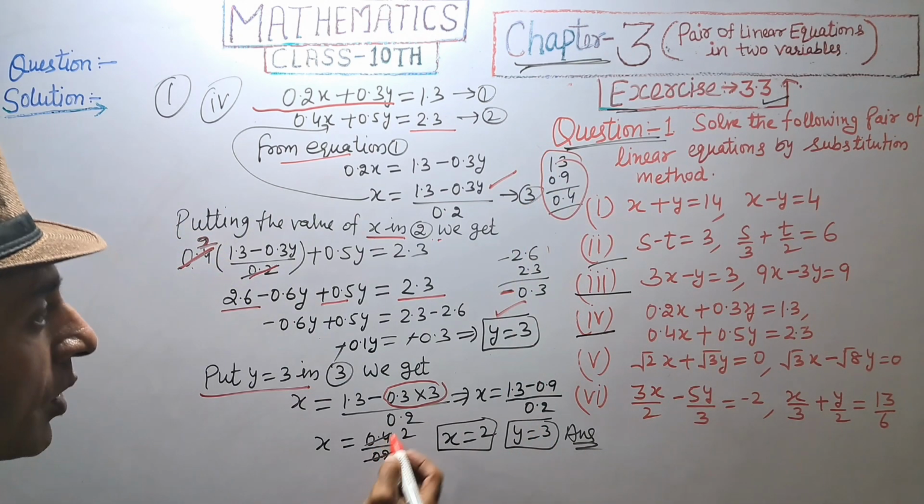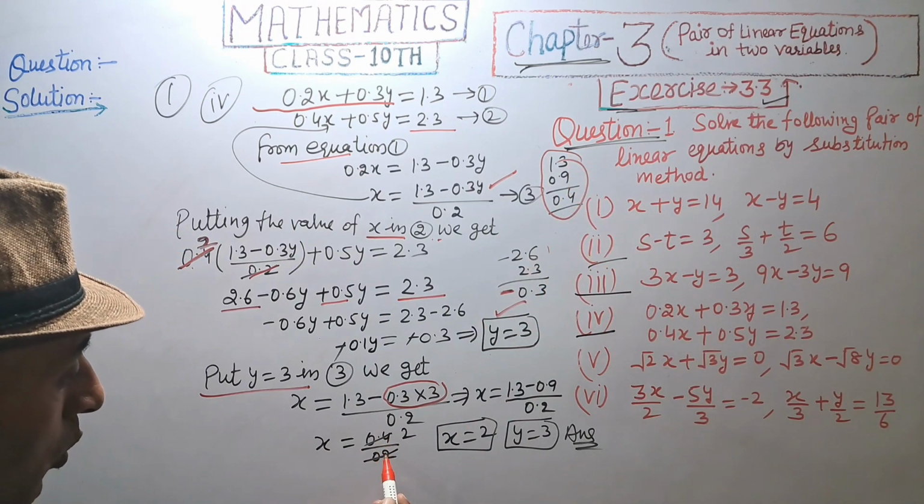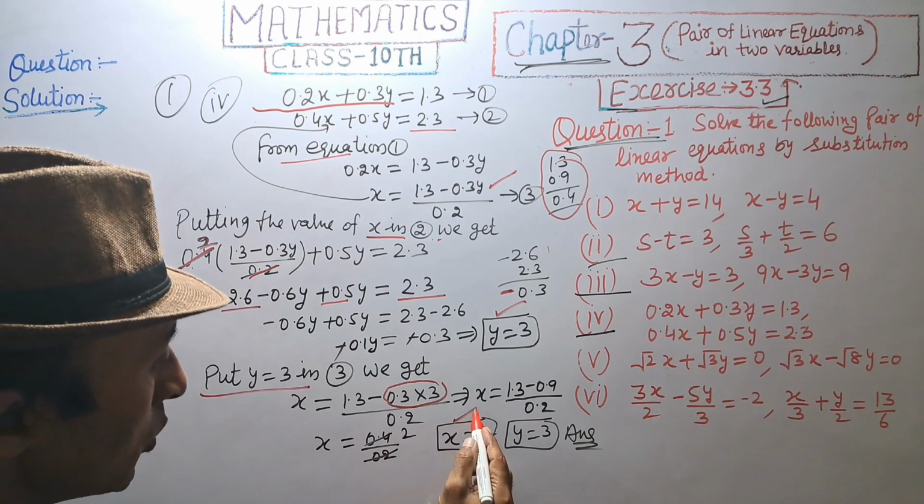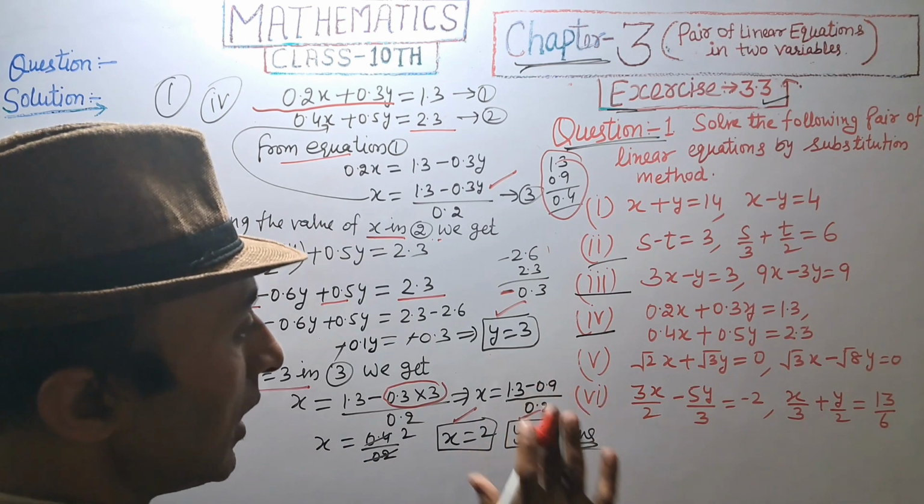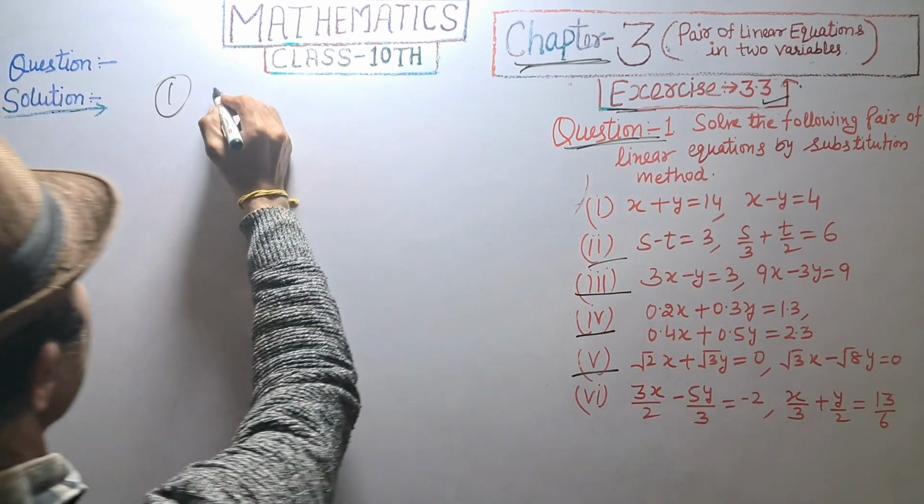0.4 divided by 0.2 is 2 times. We get the value of x equal to 2 and y equal to 3. Answer. Question number first, fifth part.